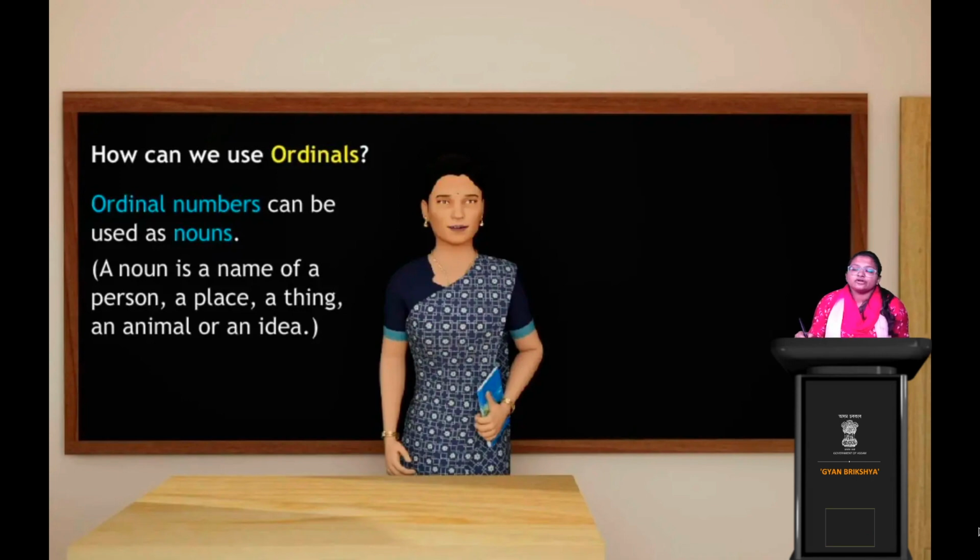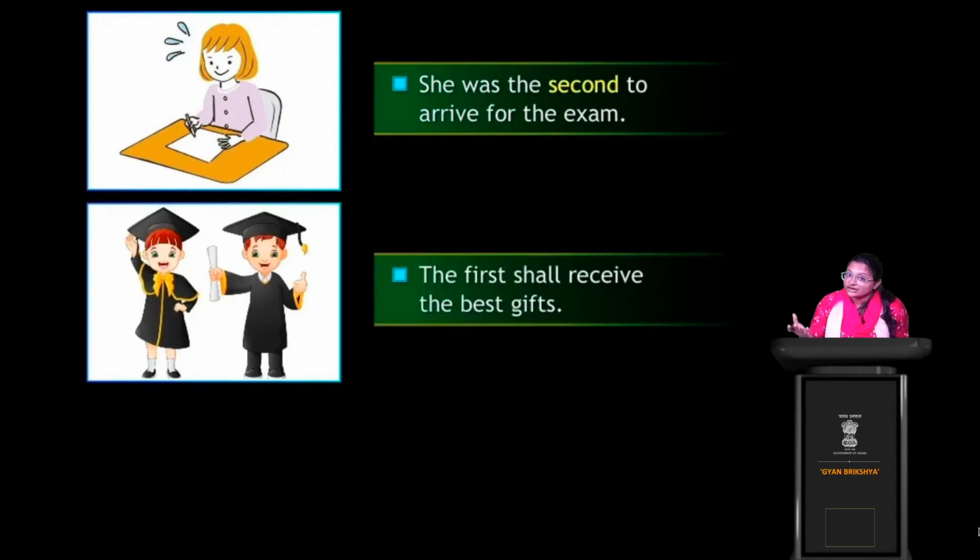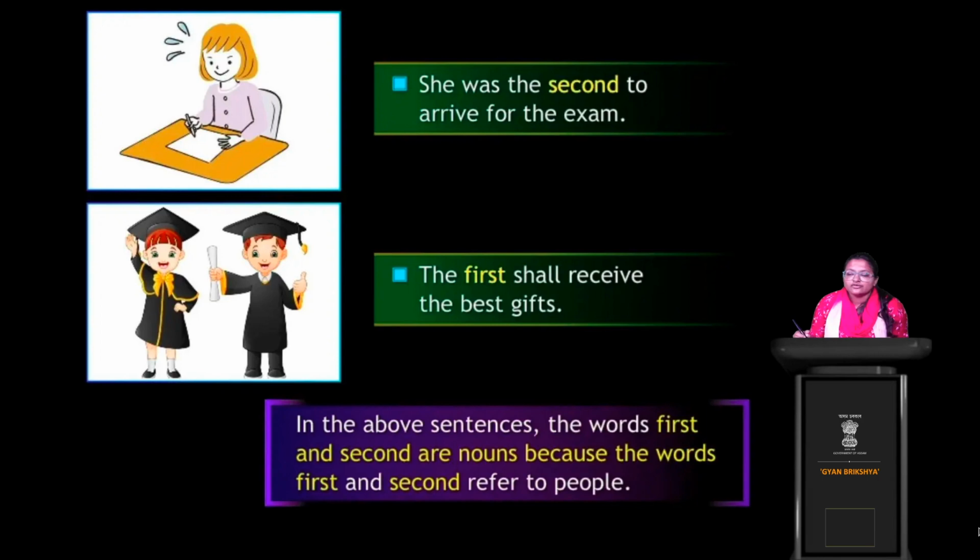She was the second to arrive for the exam. Somebody came first and she was the second. So it is a noun, right? Then we have: the first shall receive the best gift. Whoever comes first will receive the best gift. In the above, the words first and second are nouns because they refer to people. So the ordinal is working as a noun here. Why? Because they are referring to people. She was the second person to come to the examination hall.